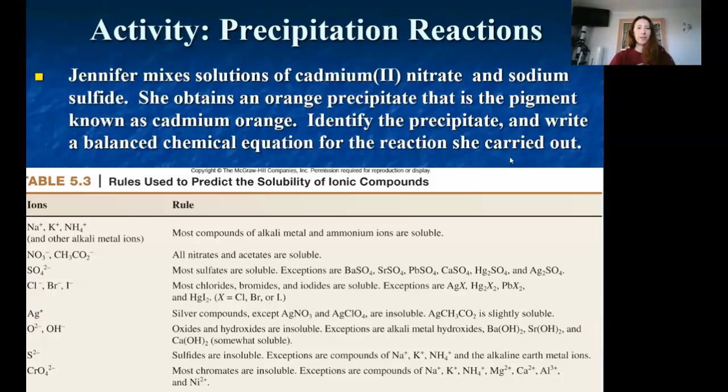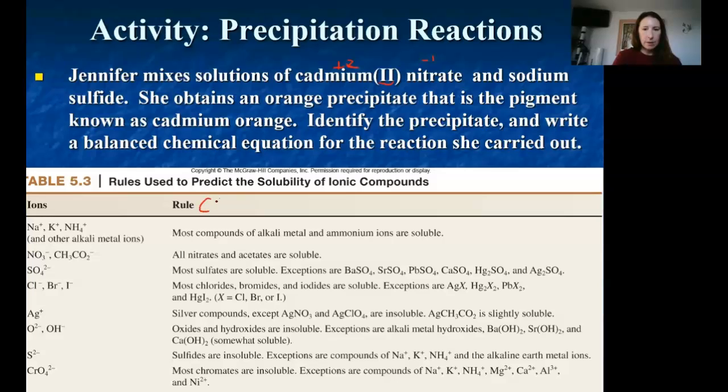Okay, I'm seeing a bunch of them come in. All right, so again, great practice for our exam. Cadmium is 2, means it's +2. Nitrate, -1, that's supposed to be a 2. And sodium sulfide. So I think I'm going to write this over here.